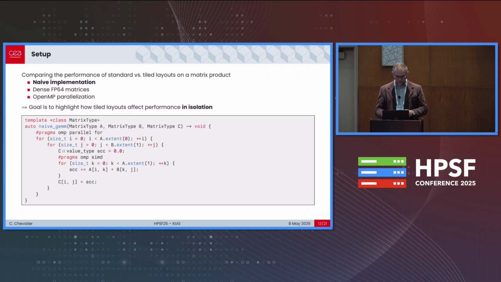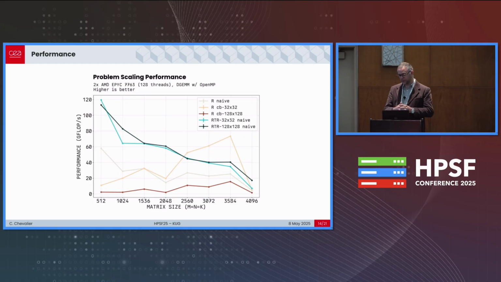And I will spend a little bit more time on the experiments we have done. So we took a very classical kernel, a GEMM. We implemented this as a very naive kernel. We are using mdspan here, not Kokkos, so that's the reason why on CPU we have just used OpenMP for thread parallelism. And we wanted to see the results.